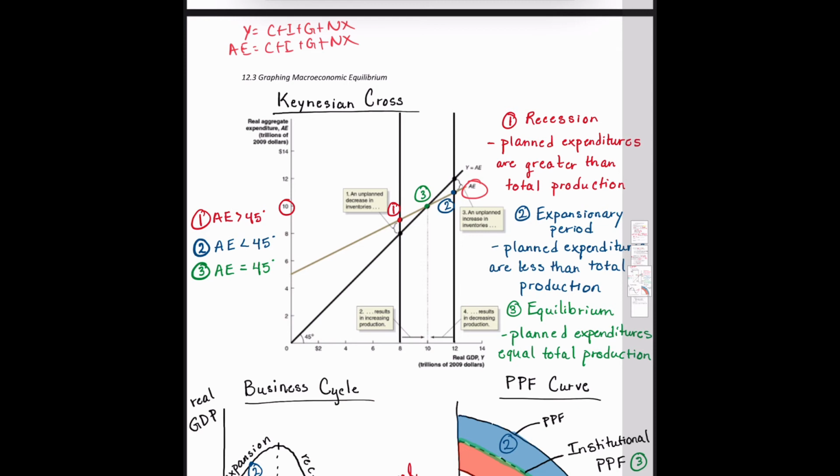So if there are no other expenditures in the economy besides our C plus I plus G plus NX, our macroeconomic equilibrium is going to be where the aggregate expenditure line crosses the 45-degree line. So that would be at point 3. I've illustrated that in green. Point 3 is where we have aggregate expenditure equal to the 45-degree line. So aggregate expenditure equals GDP. So planned expenditures equal total production. Remember, total production is GDP.